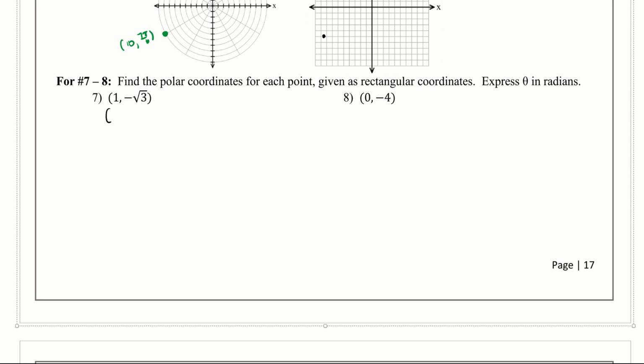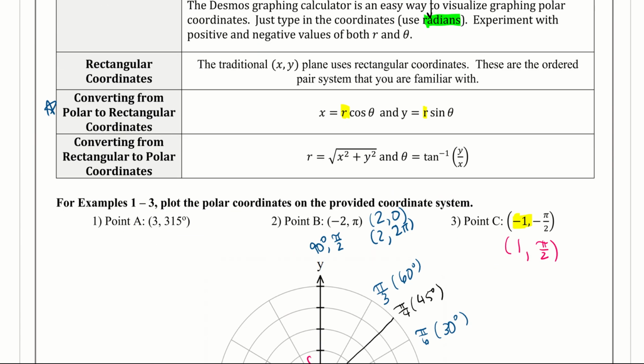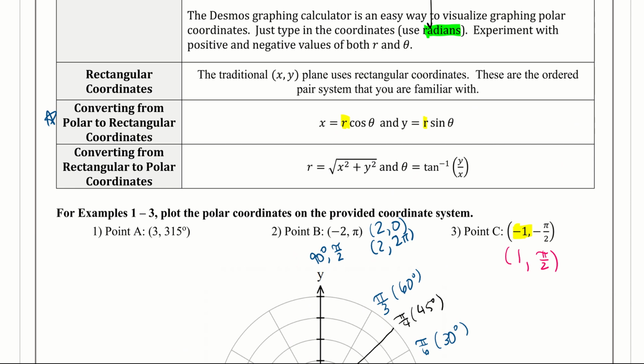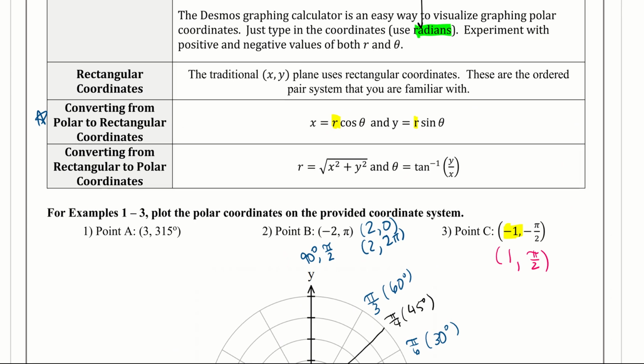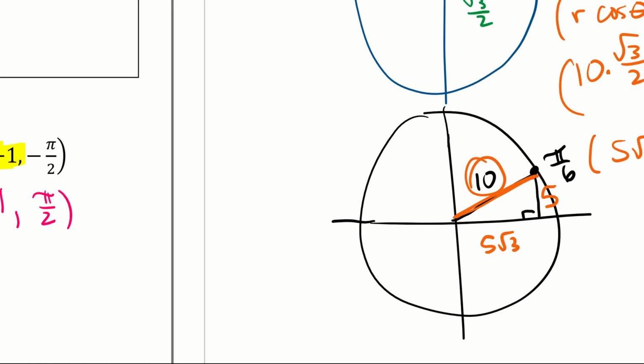So these are currently x and y values, and I want to convert this to r values and theta values, r and theta. So again, we have some formulas for this on the previous page. If we're converting from rectangular to polar, r is going to be the square root of x squared plus y squared. That is just because r will be the hypotenuse. So we're essentially using the Pythagorean theorem. That would allow us to find r.